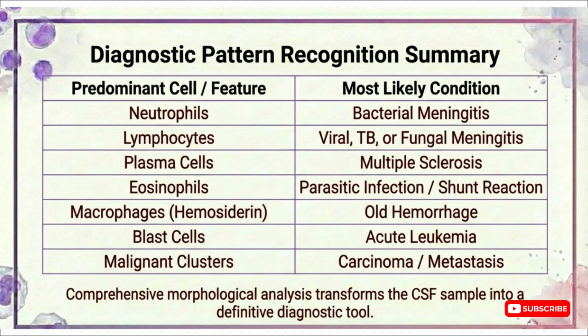You see mostly neutrophils? Think bacterial meningitis. A ton of lymphocytes? Think viral, TB, or fungal meningitis. You spot plasma cells? Multiple sclerosis should be high on your list. Eosinophils? That suggests a parasitic infection or maybe a shunt reaction. Macrophages filled with hemosiderin? That's an old hemorrhage. Blast cells? That's acute leukemia. And those ugly malignant clusters? You're looking at carcinoma or metastasis.